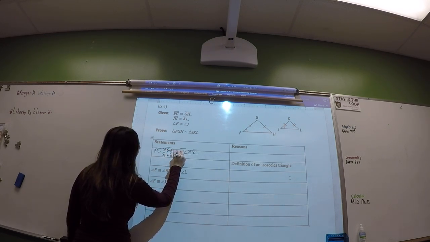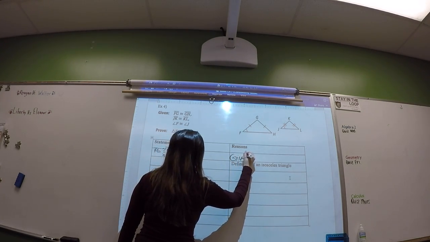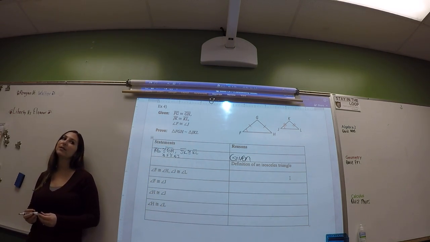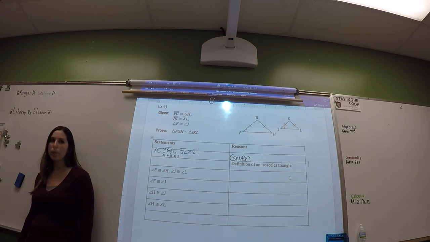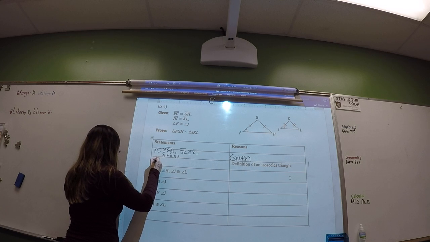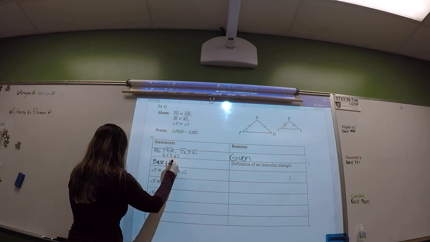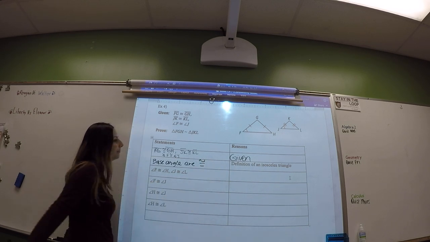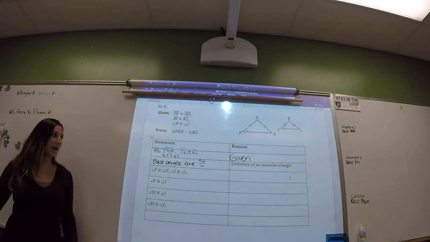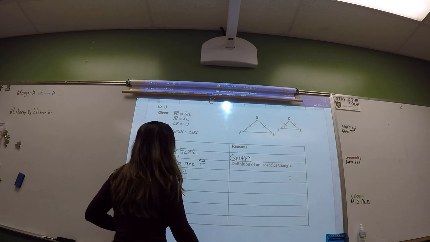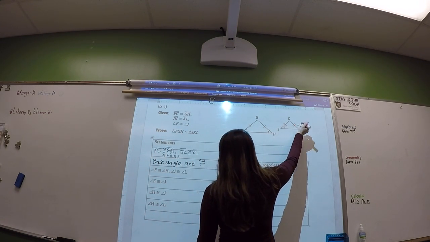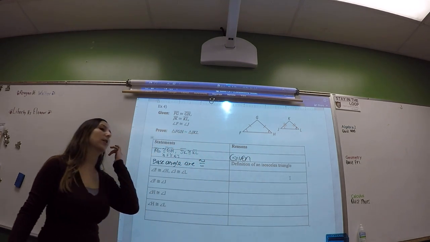Or CPCTC. Do you remember what an isosceles triangle is? Yes, two sides are congruent. And angles are congruent. That's what goes here. Base angles are congruent by the definition of an isosceles triangle. What that means in the picture: if this is an isosceles triangle, these angles are congruent, and if this is an isosceles triangle, these angles are congruent.